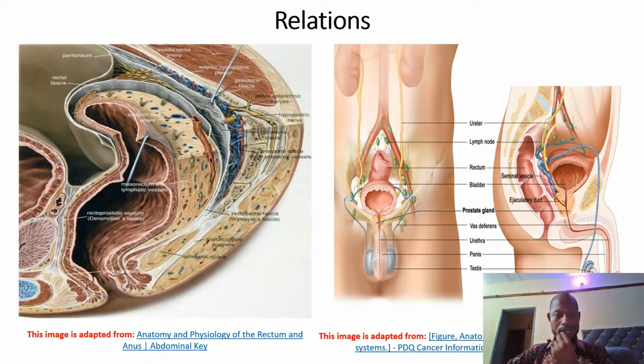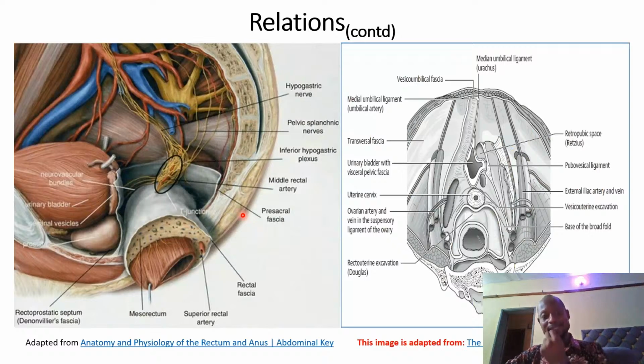Now, I hope you can also see the fact that you can see. Let me see this other slide. Okay, this other slide. Now let us look at it. Okay, still on the base of the bladder.